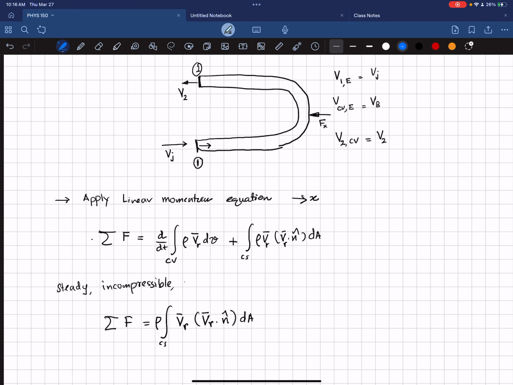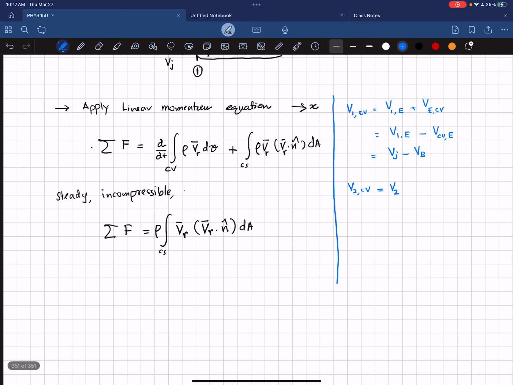So we'll go on the sidebar. We want to find cross section 1 relative to the control volume, which is equal to V1 relative to Earth plus VE relative to the control volume. So that is actually V1E minus VCVE, which is Vb. So this is Vj minus Vb, right? Vj minus Vb. And then we can also find V2CV is V2, which we actually assumed at the beginning.